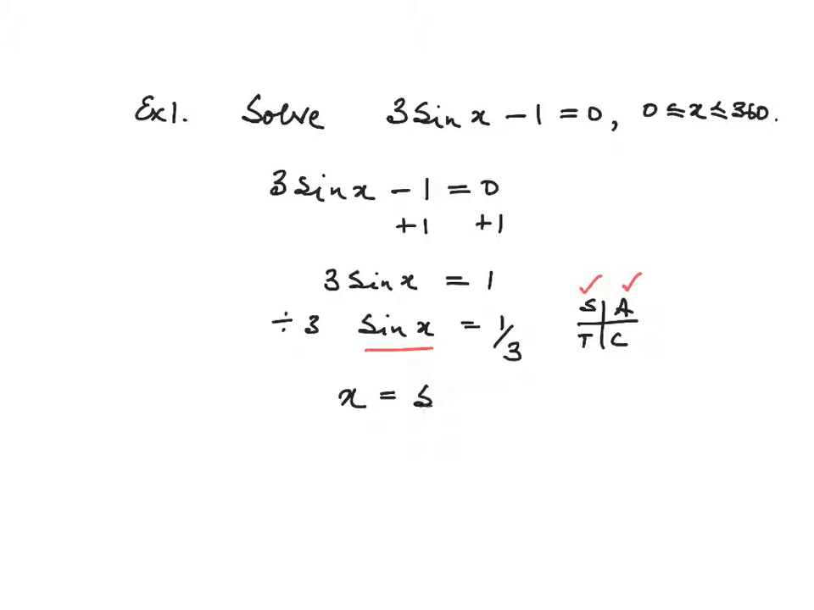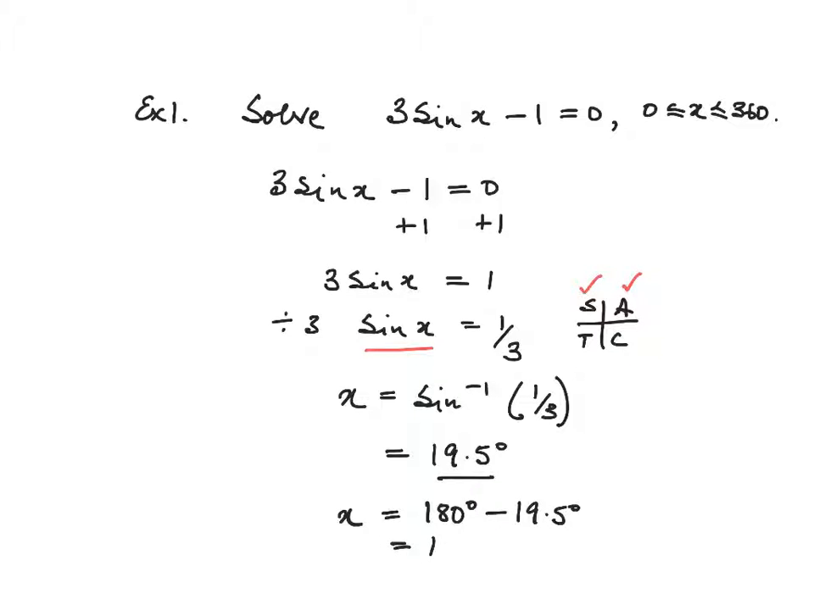So x equals sine to the minus 1 of 1 divided by 3. That gives us the answer 19.5 degrees. That's the first answer, the answer that lies in the first quadrant. The second answer, 180 degrees minus 19.5 degrees, which gives us 160.5 degrees. There are 2 answers.